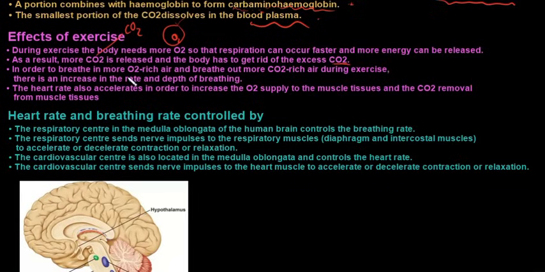And this happens when we breathe in more oxygen-rich air and breathe out more carbon dioxide-rich air during exercise. And this will also then increase the rate and depth of breathing, as well as the heart rate that will accelerate in order to increase the oxygen coming in to the muscle tissue and the carbon dioxide removal from the muscle tissues, as you know that blood is the main transport there.